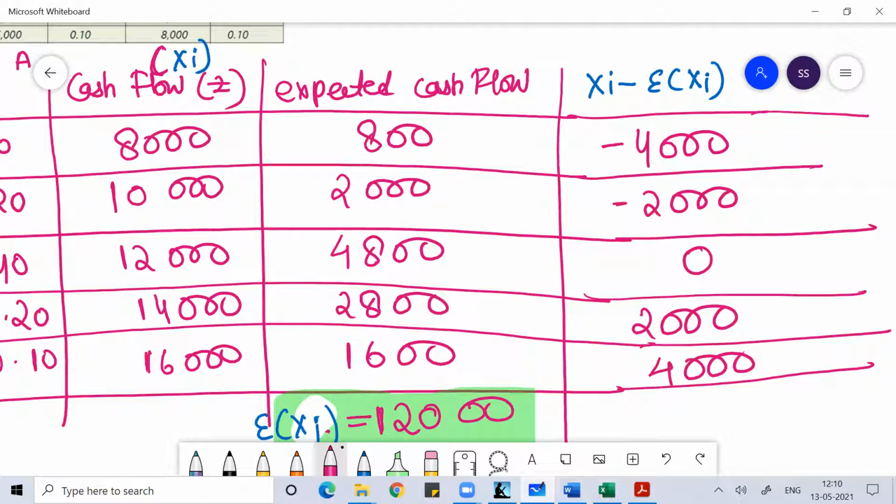Any doubt? No need to do the sum of this. If you do the sum of this, you will get 0 only. No need to do this. I hope everyone is understanding. This is what we are doing here.